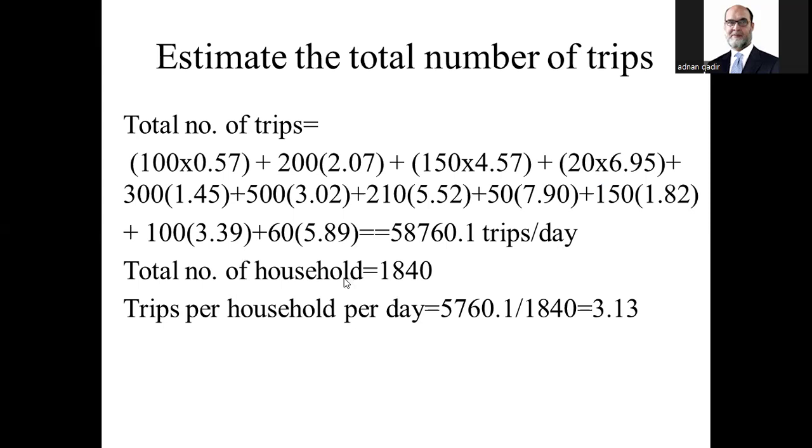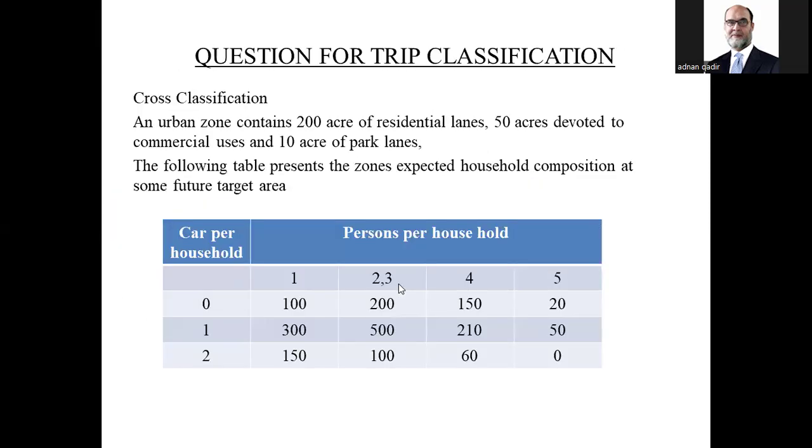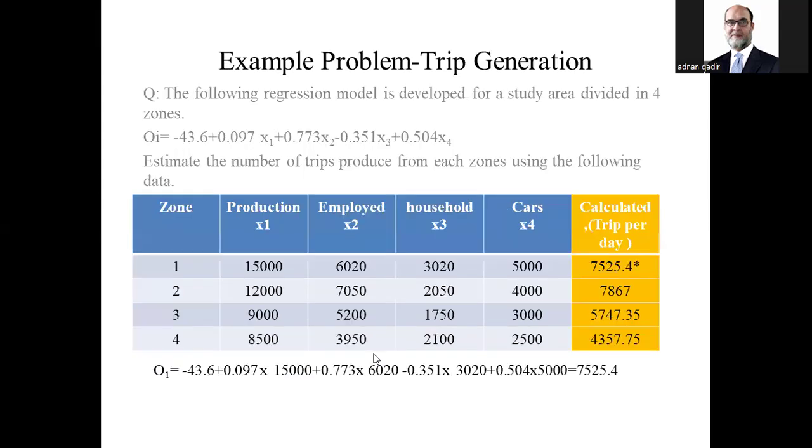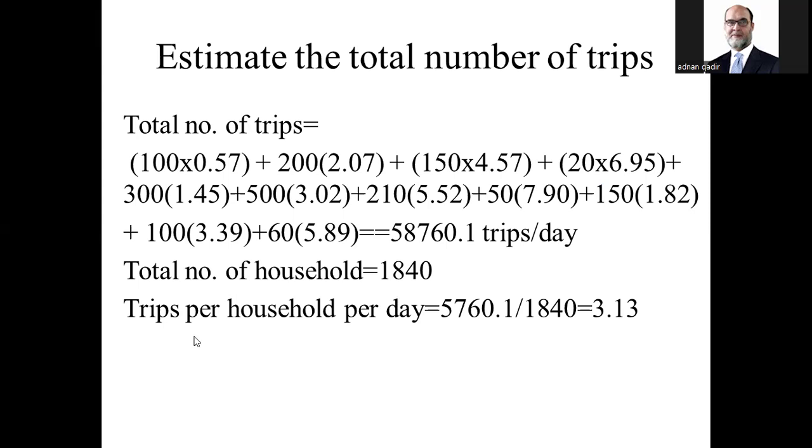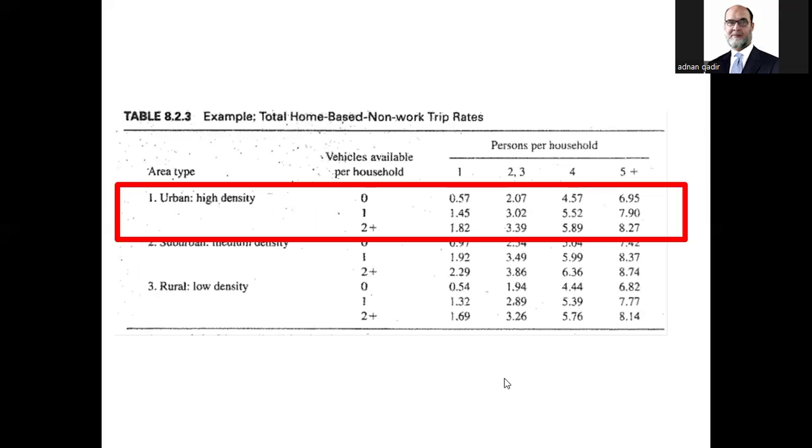And the total number of households is 1840. How have we estimated 1840? We just added all those numbers: 100, 200, 150, 20, 300, and we found 1840. Once we know this, trips per household per day: the total number is 58,760, and dividing by 1840, this becomes 3.13 trips per day. So that's how trip generation problems are solved, and we can estimate how many trips are produced from each zone.